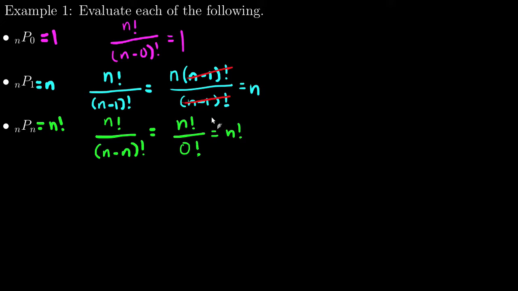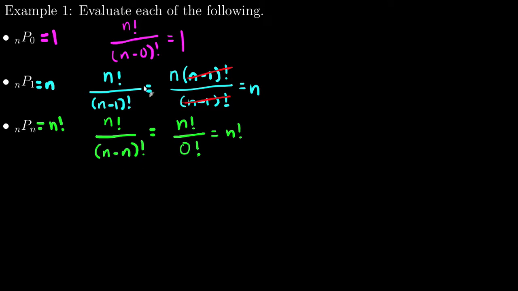Whereas if we had tried to define 0 factorial as 0 for some odd reason, we would get an undefined thing, and our nPr formula would have to have special cases in it. We'd have to deal with different things differently instead of just having one formula that works for everything.